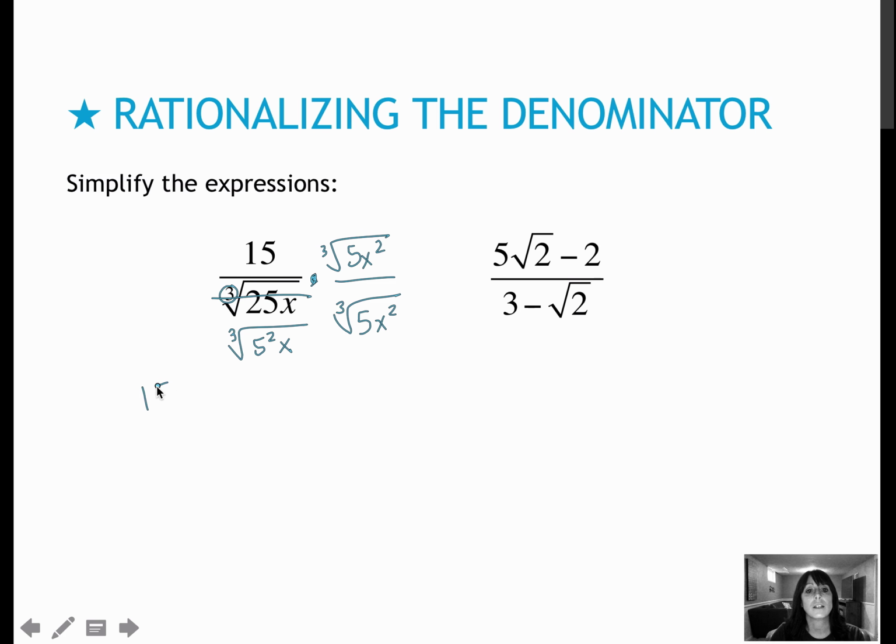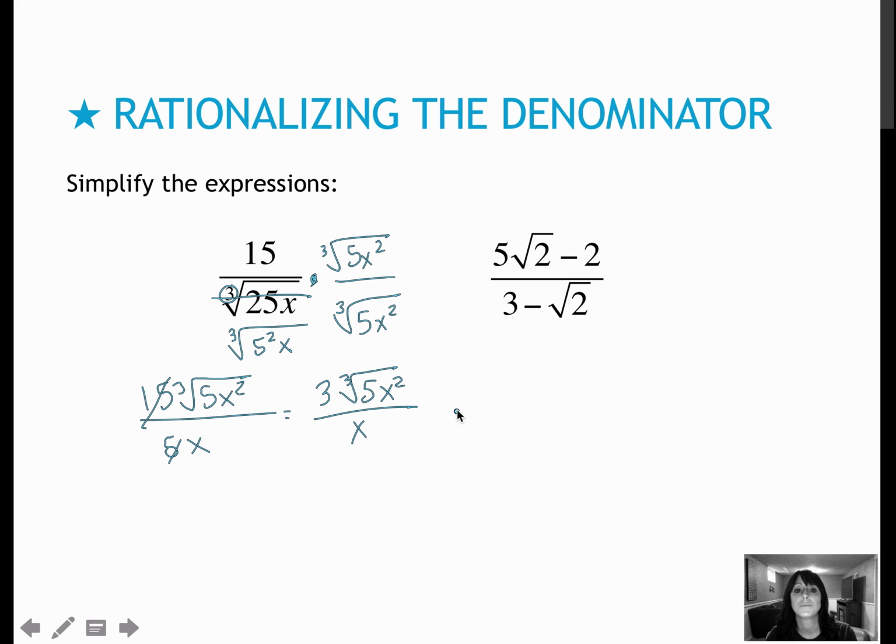My numerator is 15 times the cubed root of 5x squared. My denominator is just 5x. The 5's, of course, will reduce, so 15 and 5 would give me a 3 as a numerator, and then cubed root of 5x squared. The denominator, that 5 canceled out, and so I just have an x.